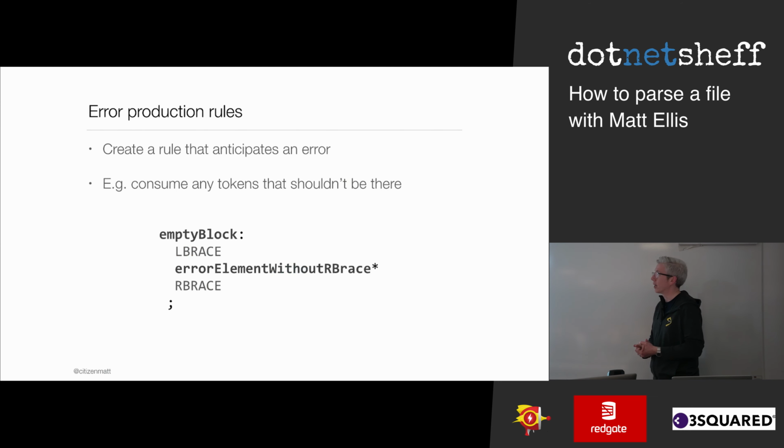Another way of working, though, is to assume that your code is going to be broken, and you actually encode it into the grammar. So an example here is an empty block, which is just supposed to be a left brace followed by a right brace with nothing else inside it. And it's like, no, I know what people are like. They're going to put something in there. And so you assume something's going to be in there, and so you encode an error element, which eats anything until it gets to a right brace. And there we go. We encode it directly into the rules, and the grammar anticipates where there is likely to be an error.